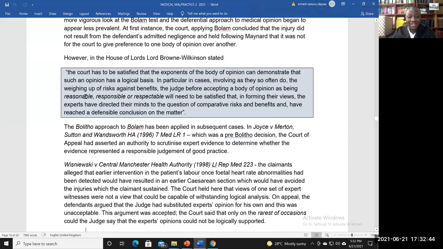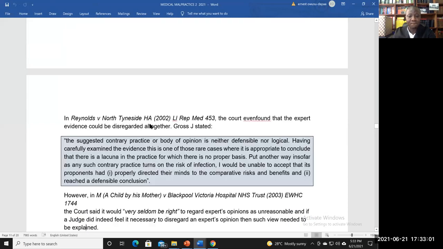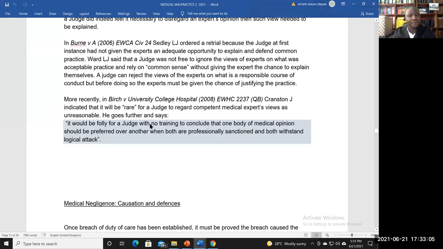So can anybody volunteer to tell us what he read about the Bolam case? Just raise up your hand and then I'll call you. So nobody read it. Okay, good. So since nobody read it, we continue.